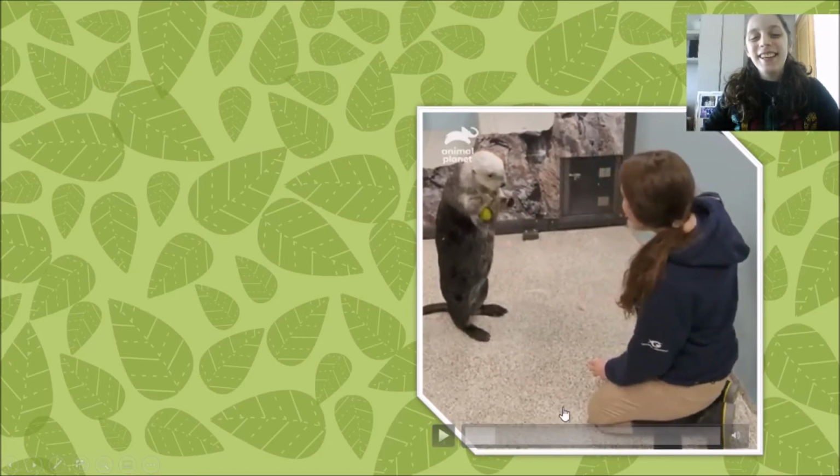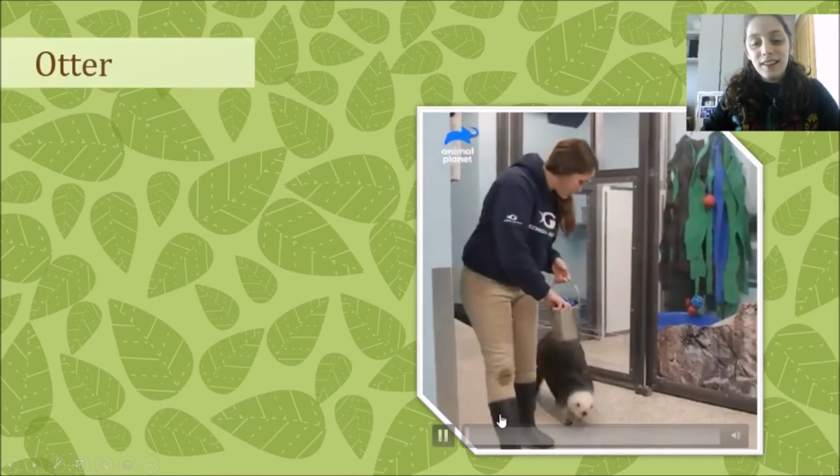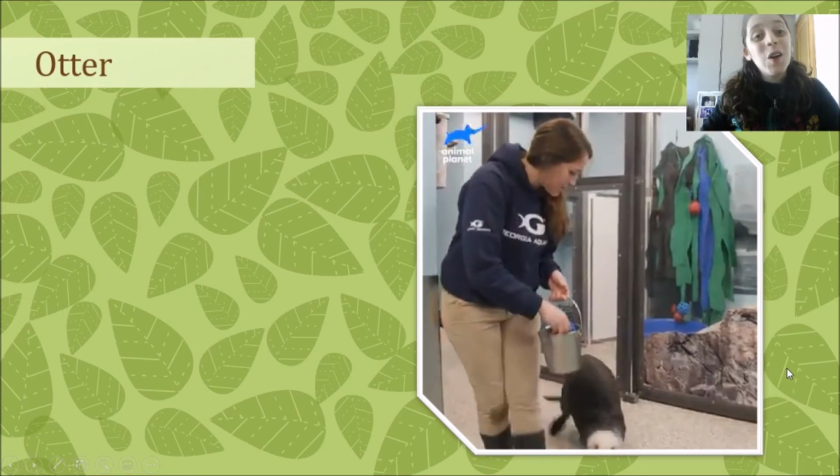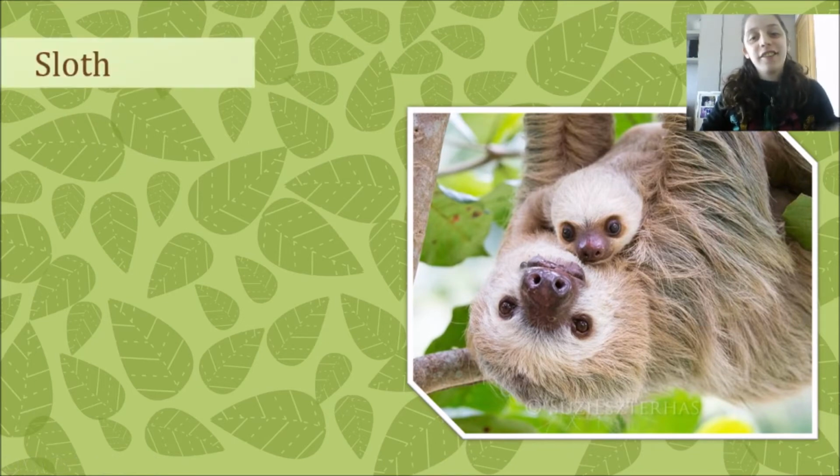Okay. What animal is this? Okay, it's an otter. Otter. These ones, they are lazy and they are sloths. So one sloth, two sloths, sloth. Repeat, people. Sloth.